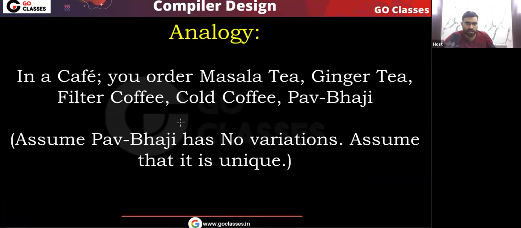These are the variations of tea. There are variations of coffee also: cappuccino, filter coffee, cold coffee. Let's assume that pav bhaji has no variation. Let's assume this pav bhaji is unique. There is no variation.